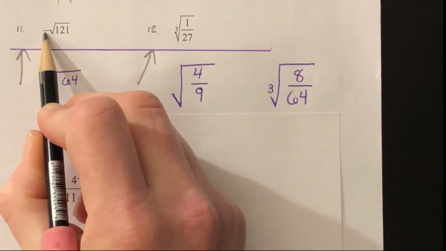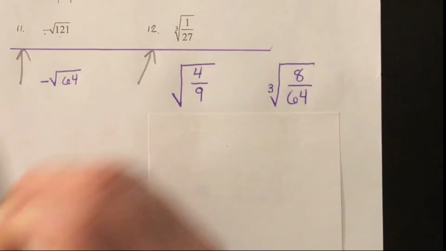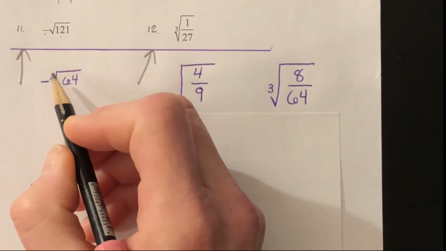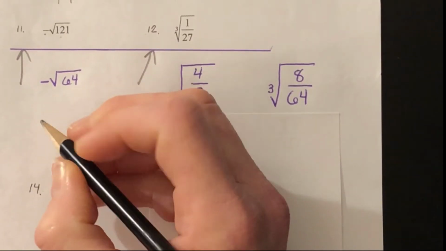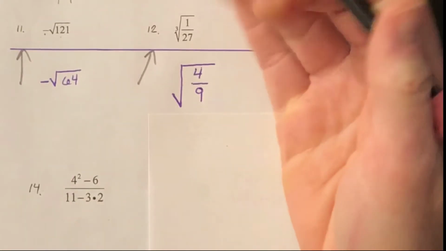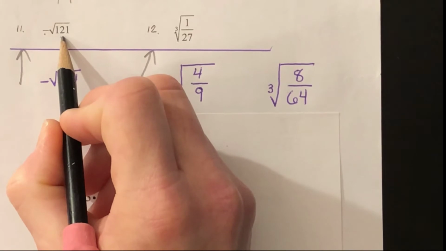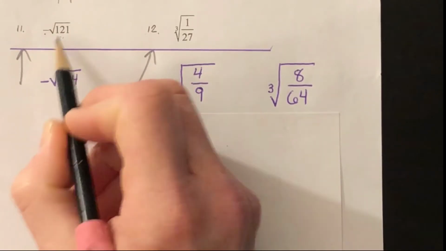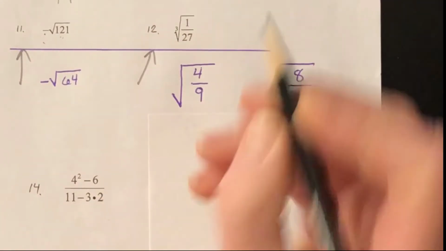This is negative square root of 121. If you're not sure what that is, think, okay, 1 squared is 1, 2 squared is 4, 3 squared is 9, 4 squared is 16, and keep going. You know that 10 squared is 100. This is bigger than 100. So the final answer will be bigger than 100, except that it's negative, so it'll be smaller.